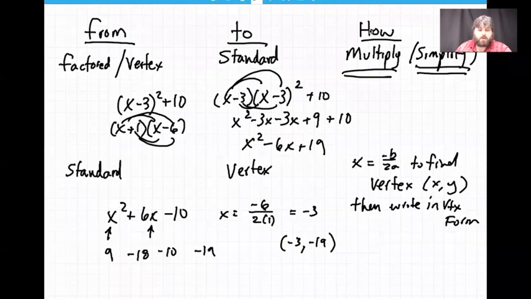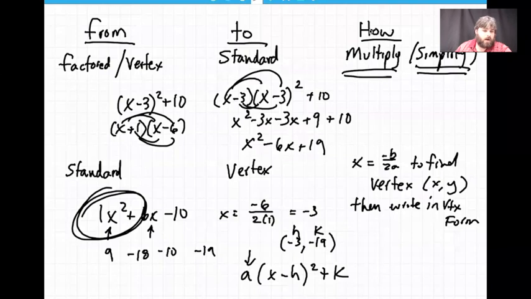Then all you do is write it in vertex form. Remember, vertex form is a times (x minus h) squared plus k, where the h and k are the x and y coordinates of the vertex. The only thing you got to know is a. We'll steal the a from over here, right? Ax squared. Well, a is 1. So that means in vertex form, it's x minus your h. Don't forget you're subtracting a negative 3 there. I plug in my h, which is a negative 3. That gives me a plus 3. And then plus your k. So this would be the vertex form.